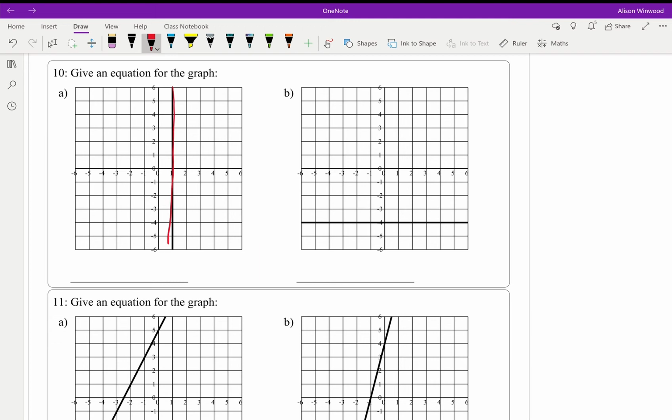This line crosses the x-axis at 1, so it's x equals 1. Whereas this line crosses the y-axis at -4, so it's y equals -4.